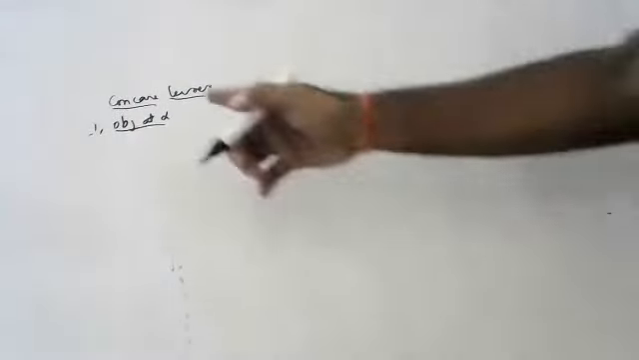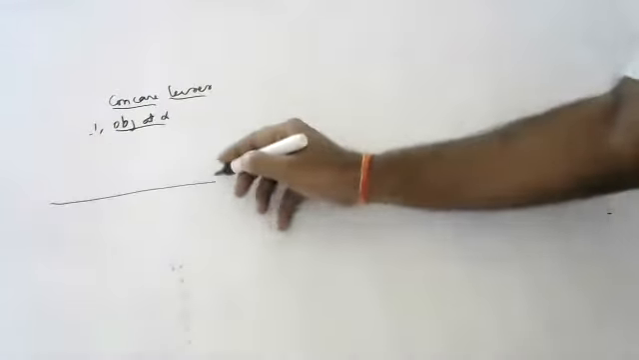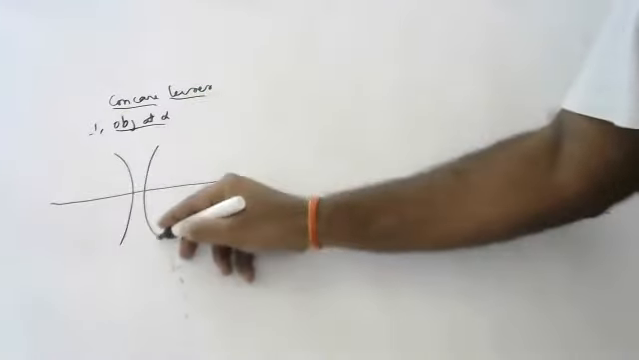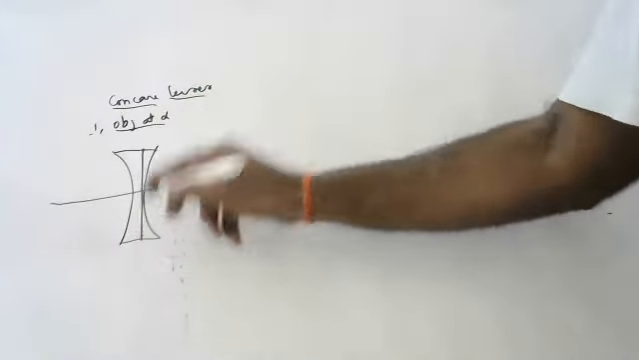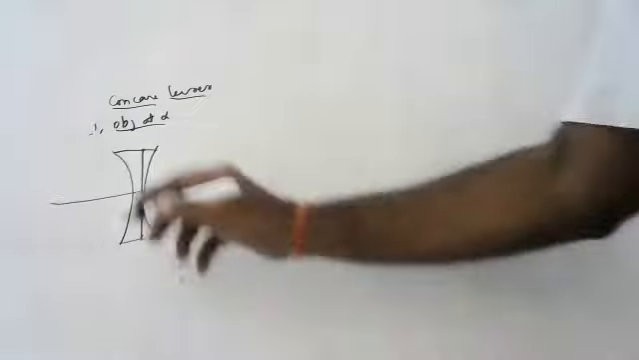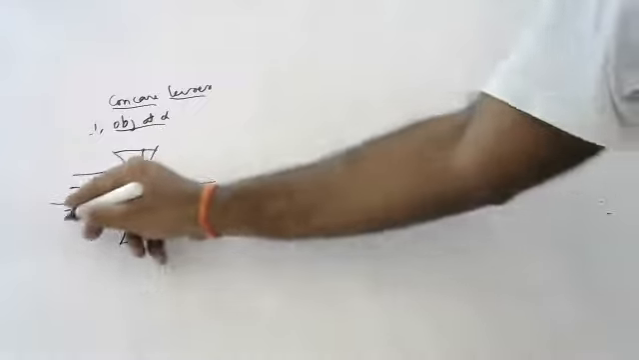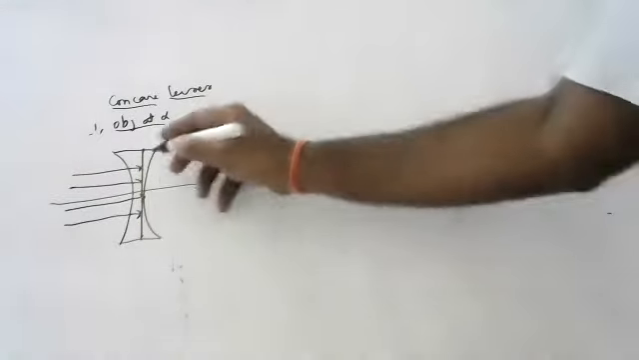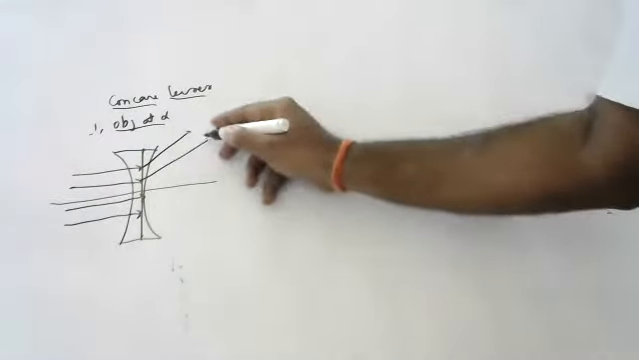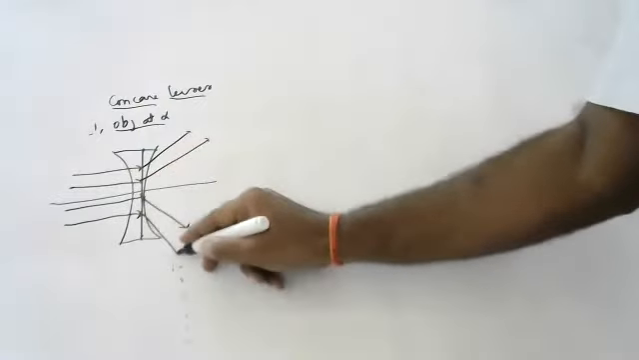Children, the object is at infinity. This is the principal axis, and this is a concave lens. When the object is coming from infinity, all the light rays undergo divergence.